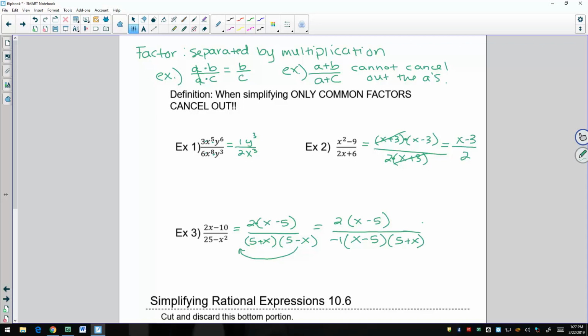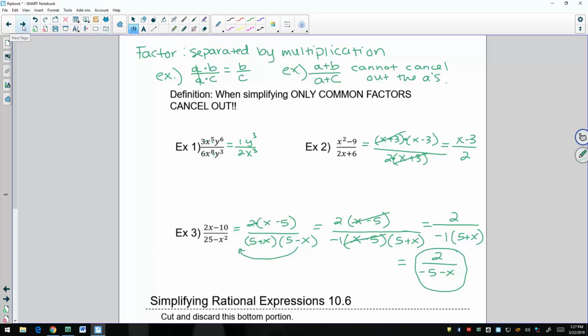Now I have two factors that are exactly the same, so they can cancel each other out. And I am left with just 2 on the top and a -1 times a 5 plus x. You can distribute that -1 into the parentheses if you would like. So your final answer, if you distribute that in, would actually be -5 minus x. And if you want to put the x in front, you can also do that as well, but I'm going to leave it like that. So if you get two factors that look really similar, but they're in an opposite order, you just have to divide out a -1, and then hopefully they'll be the same.